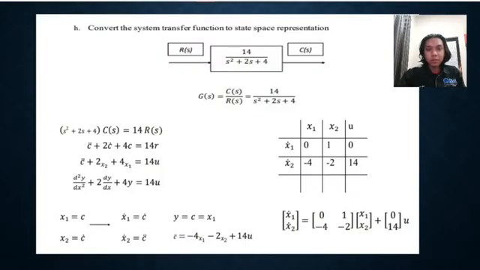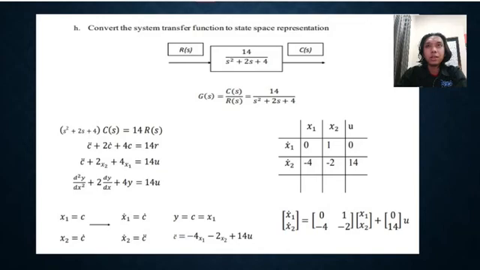Hi, Assalamualaikum. My name is Muhammad Haziq, and I will explain to you how to convert the system transfer function into the state space representation. Let's begin. To begin this converting, we need to have a transfer function, and our transfer function is 14 over s squared plus 2s plus 4.